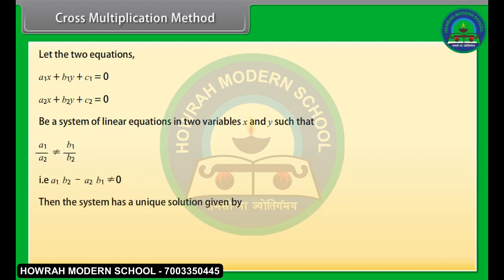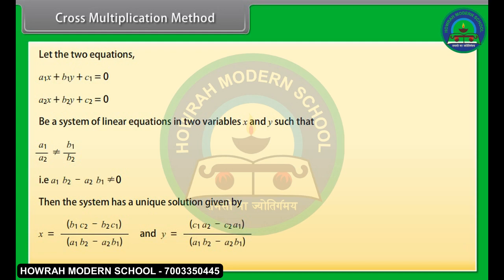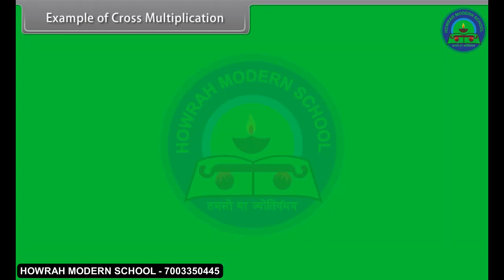Then the system has a unique solution given by x is equal to b1 c2 minus b2 c1 whole upon a1 b2 minus a2 b1 and y is equal to c1 a2 minus c2 a1 whole upon a1 b2 minus a2 b1. Example of cross multiplication.